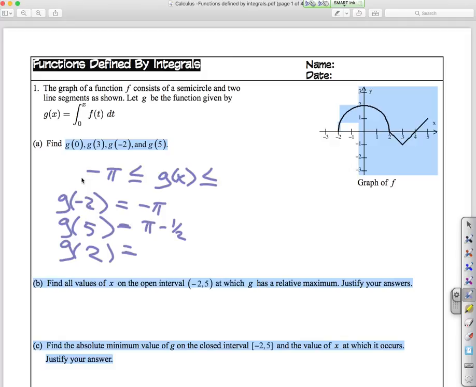And g of 2 should be pretty easy to get. What's g of 2 going to be? G of 2 is going to be pi, because that's just that quarter circle. We already figured out that quarter circle was worth pi. So that means my range is going to go from negative pi to what? To positive pi. So there's my range. The lowest you can be is negative pi, highest you can be is pi.